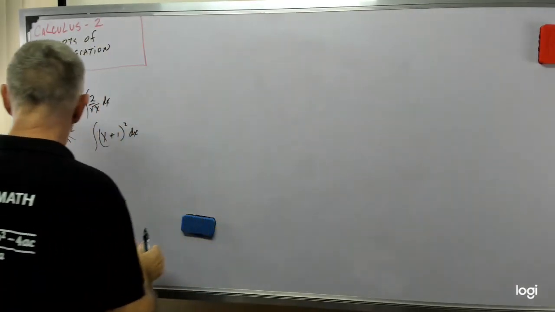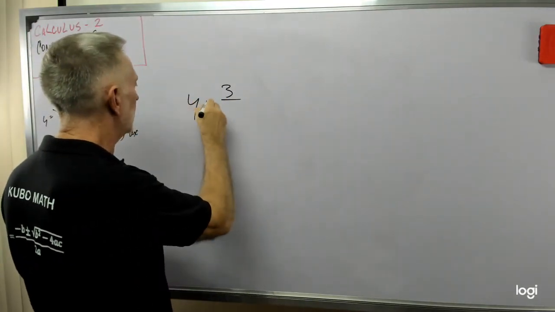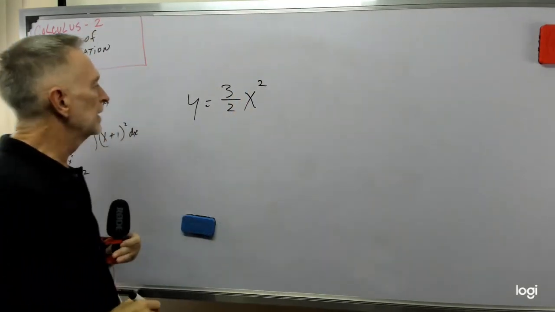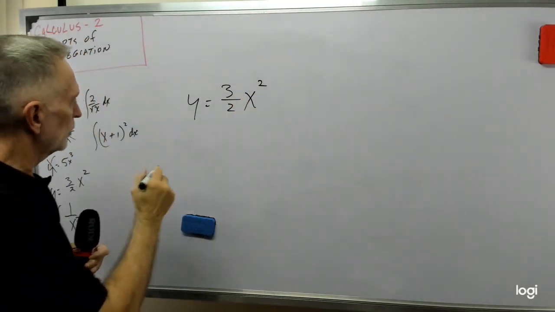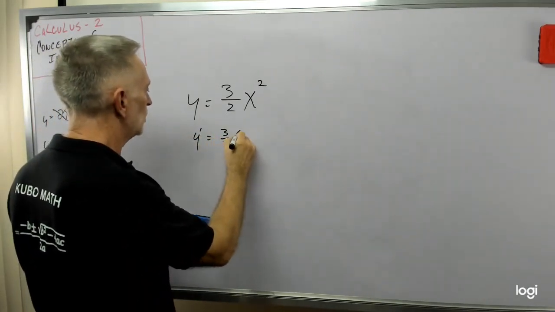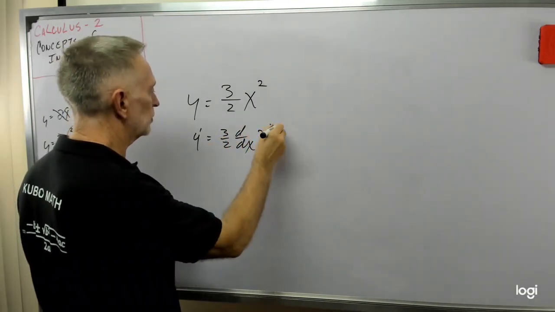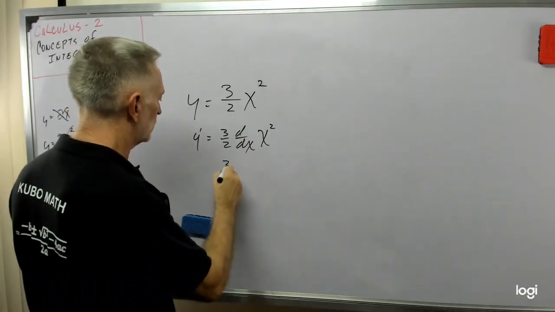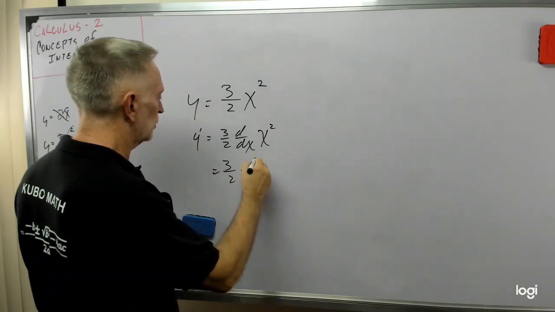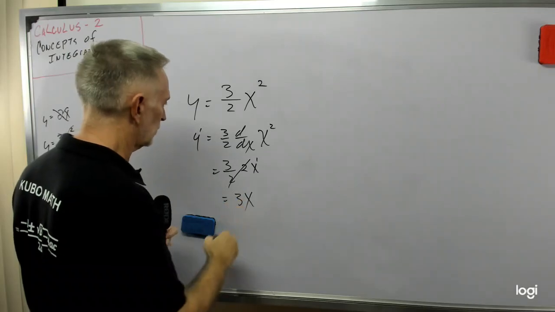Okay, let's say we have y equals 3 over 2 x squared. Okay, let's take the derivative of that. We're going to use the constant multiple rule. So we're going to say 3 over 2 times the derivative of x to the second power. So that's 3 halves. Bring the 2 down times x to the 2 minus 1, which is 1. The 2's cancel, that's 3x.